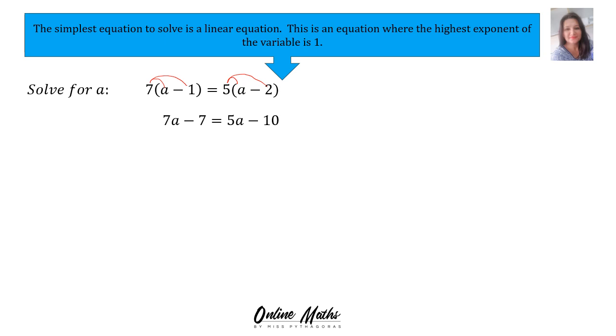So it becomes 7a minus 5a equals minus 10 plus 7. On the left hand side, 7a minus 5a is 2a, and on the right hand side, negative 10 plus 7 is negative 3. And then we divide away the 2 both sides, and we end with a is negative 3 over 2, and if you want to, you can write it as a is minus 1.5.